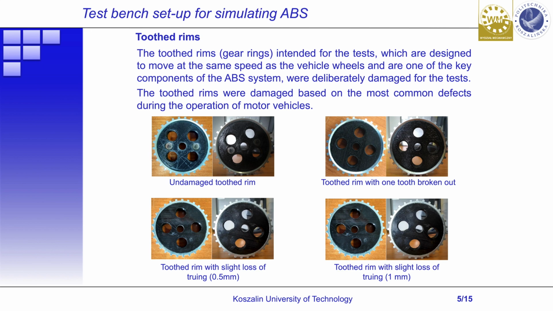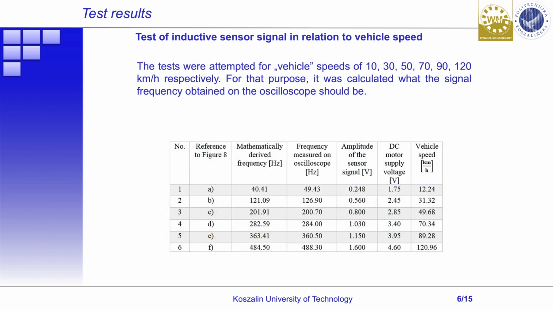Here are the results of the test of the inductive sensor signal in relation to vehicle speed. The tests were attempted for vehicle speeds of 10, 30, 50, 70, 90, and 120 km/h respectively. For that purpose, it was calculated what the signal frequency obtained on the oscilloscope should be.